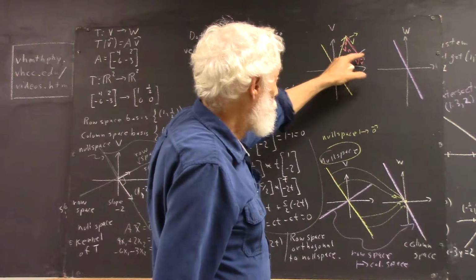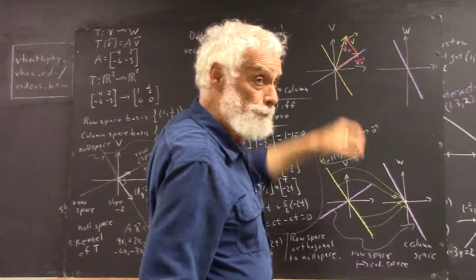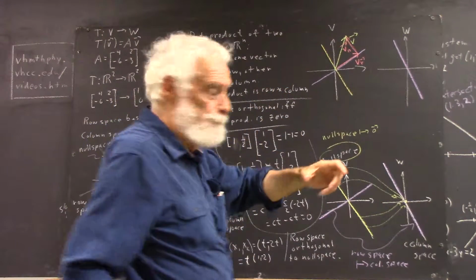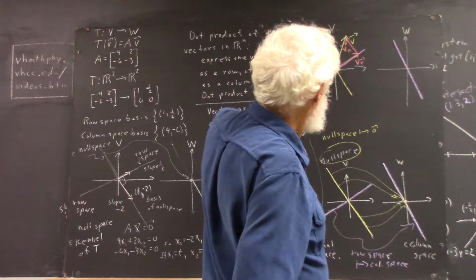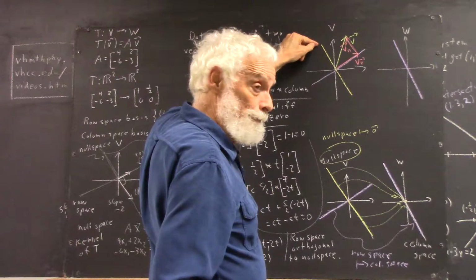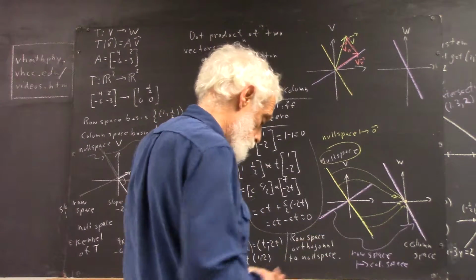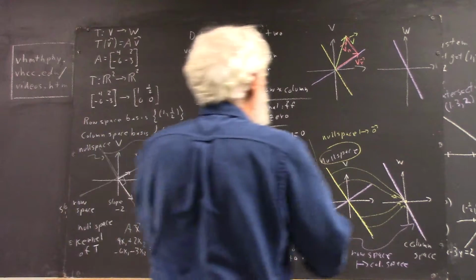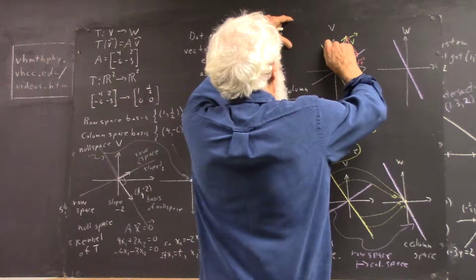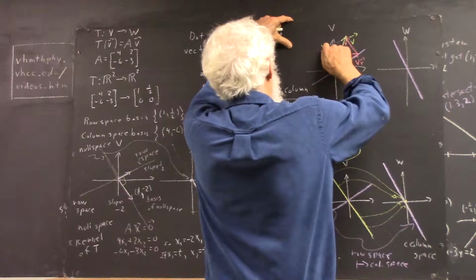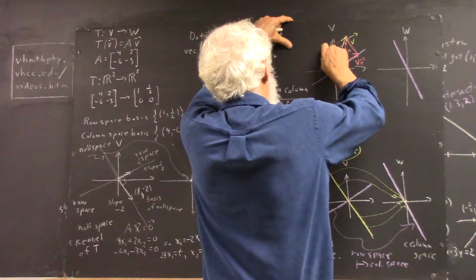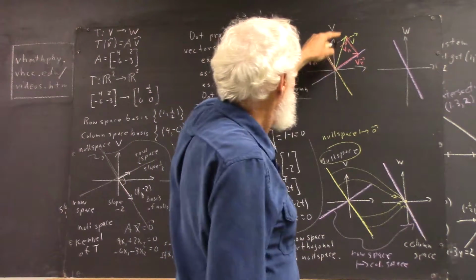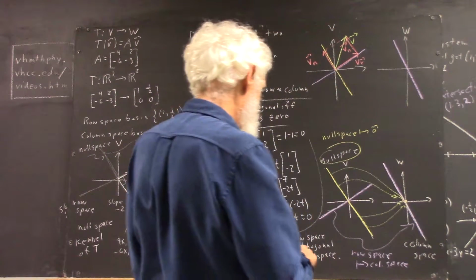V sub R is in the row space. V sub N is a vector which, if drawn with its initial point on the origin, is in the column space. As a matter of fact, I can draw V sub N just as well over here. And we see that V equals V sub R plus V sub N.